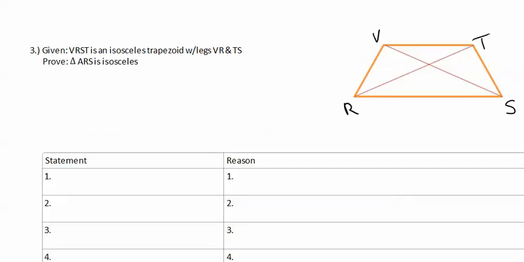Let's start with this example right here. We're given VRST is an isosceles trapezoid with legs VR and TS. And what we're trying to prove is ARS, and A is actually where they intersect, is an isosceles triangle.